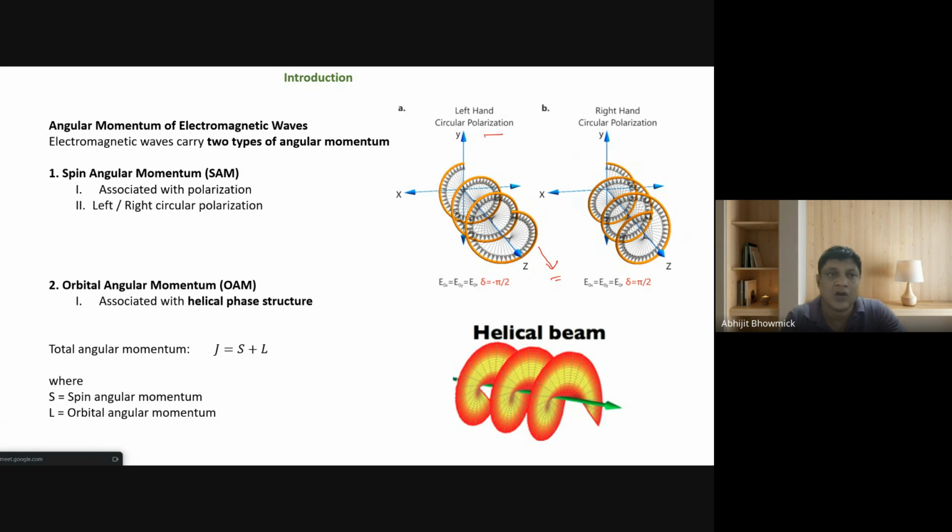So SAM is basically about the polarization technique. Whereas OAM is a helical structure, a helical wave. If you look here, the phase changes, so the phase structure is different.